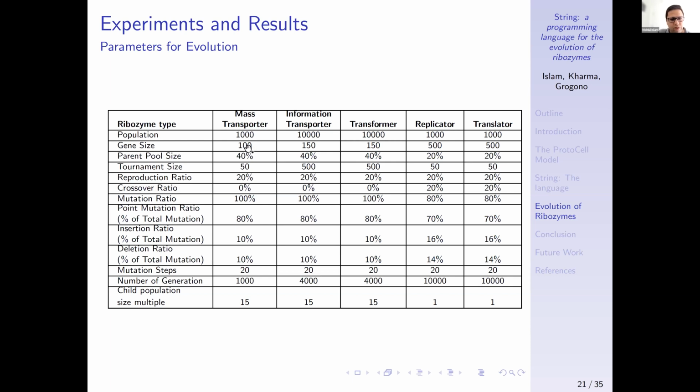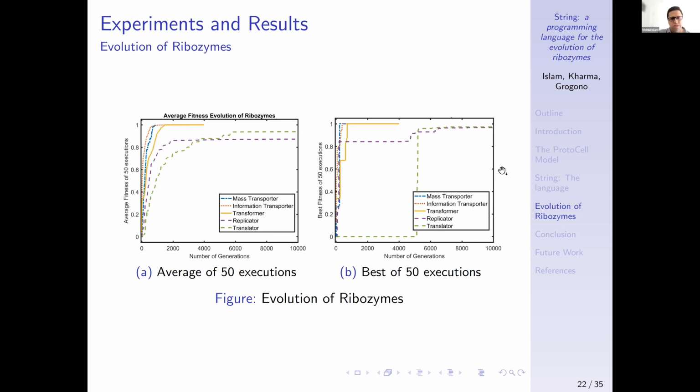So with a size of 100, we were able to evolve a mass transporter, but the replicator and the translator required a size of 500. So this is the result of the evolution. For the simpler programs, the mass transporter, information transporter, and the transformer, we were able to get the best fitness. But for the replicator and the translator, the best fitnesses went up to 97%. And this was over 50 runs of executions.